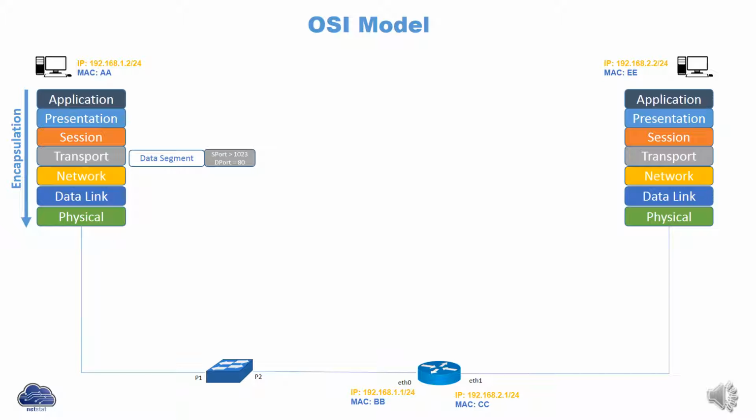In our example, we are using HTTP. The transport protocol will be TCP and the destination port will be 80. If we are using DNS, then the transport protocol will be UDP and the destination port number is 53.